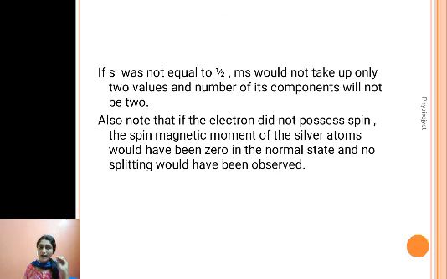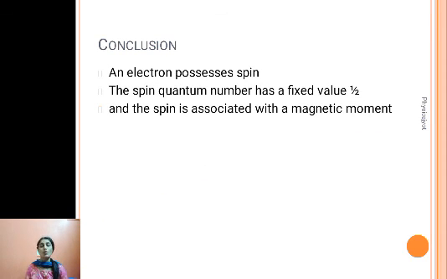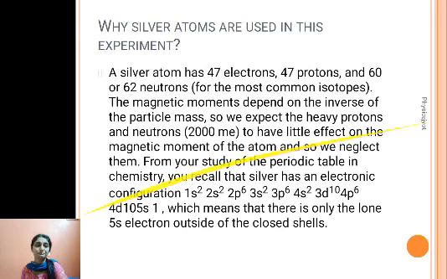There is a spin magnetic moment of the silver atoms, and that is how we are getting splitting because of the spin motion. Now what we conclude in this experiment: an electron possesses spin. The spin quantum number has a fixed value, and that value is equal to half, and the spin is associated with a magnetic moment, the spin magnetic moment.